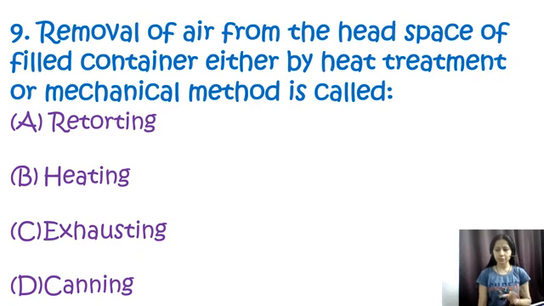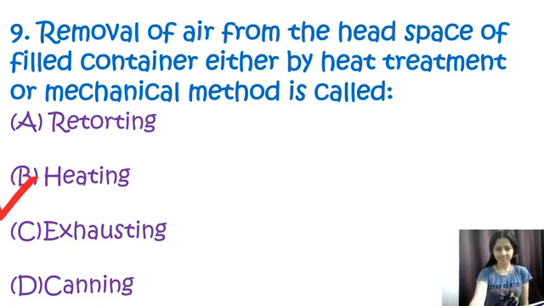So basically when food is packed into a container such as a jar or a can, for preservation it is crucial to remove as much air as possible from the headspace, which is above the food product. This is because, as we know, air contains oxygen, and oxygen may lead to the oxidation of the food product, or it may lead to the spoilage of the food product. That is why this air is removed from the headspace of the filled container either by heat treatment or a mechanical method, and this whole process is known as exhausting. Option C is my correct option.